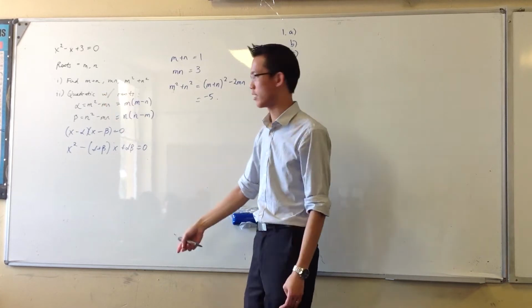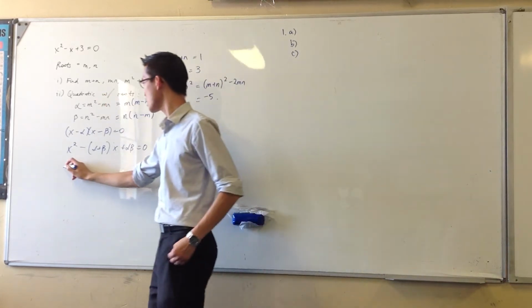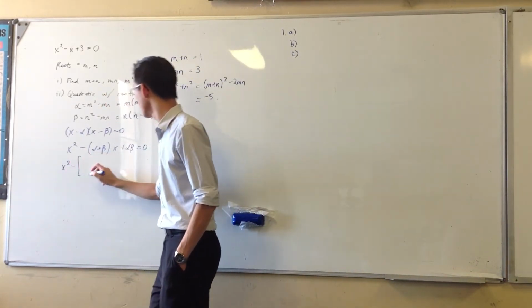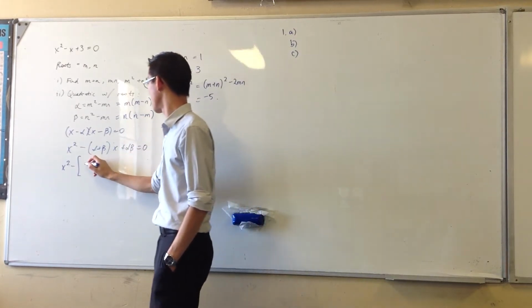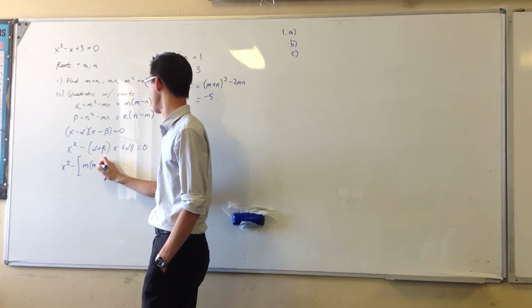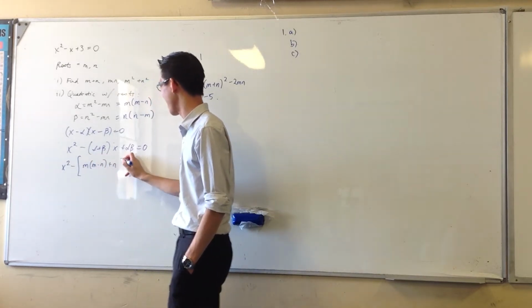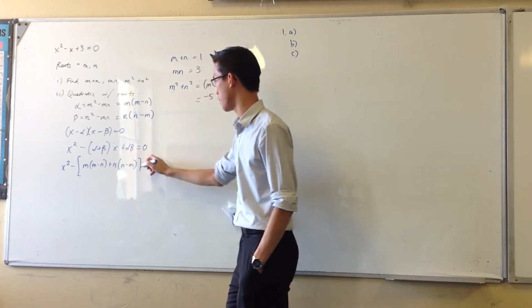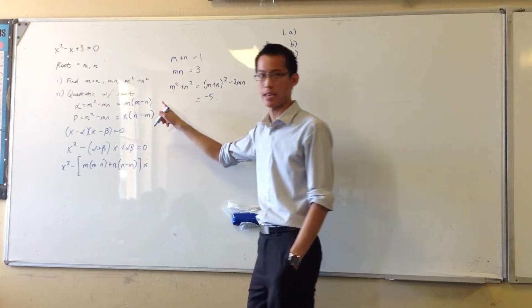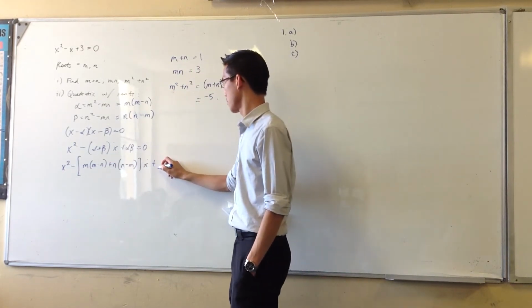Okay, now I'll put it in, because there's my alpha and my beta. So x squared minus the sum of these. Yeah? Sum. M minus n minus. That's alpha plus beta x, and now I have to take the product. Yeah? Okay.